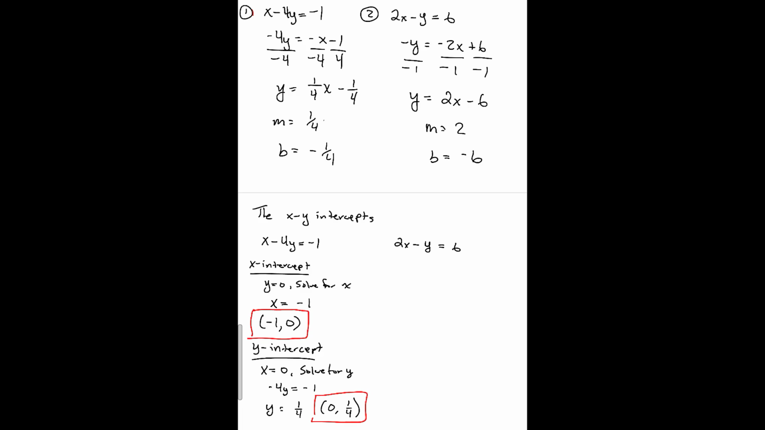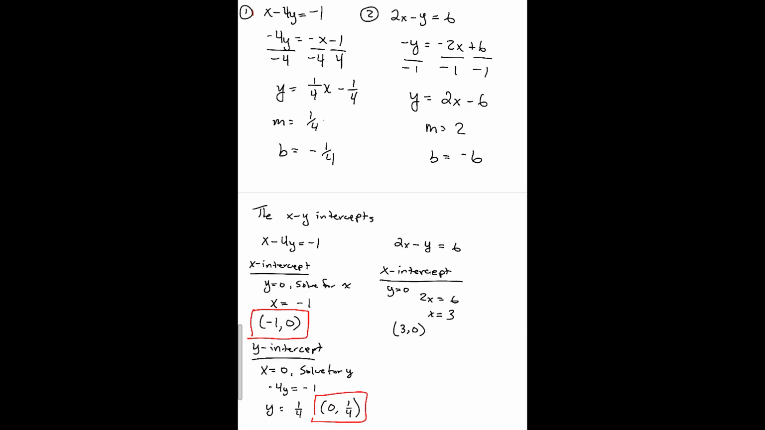For the second equation, I do the same exact process. For the x-intercept, remember y is 0. So that means I have 2x is equal to 6, meaning if we divide both sides by 2, we get an x value of 3. So now our ordered pair is 3, 0.